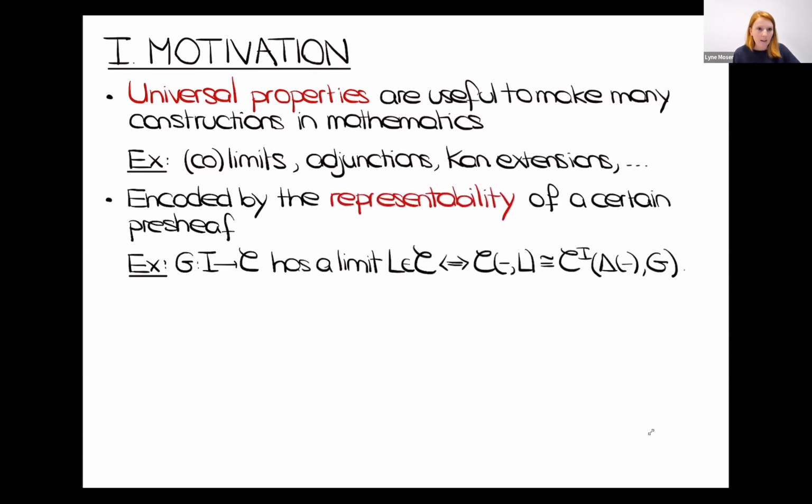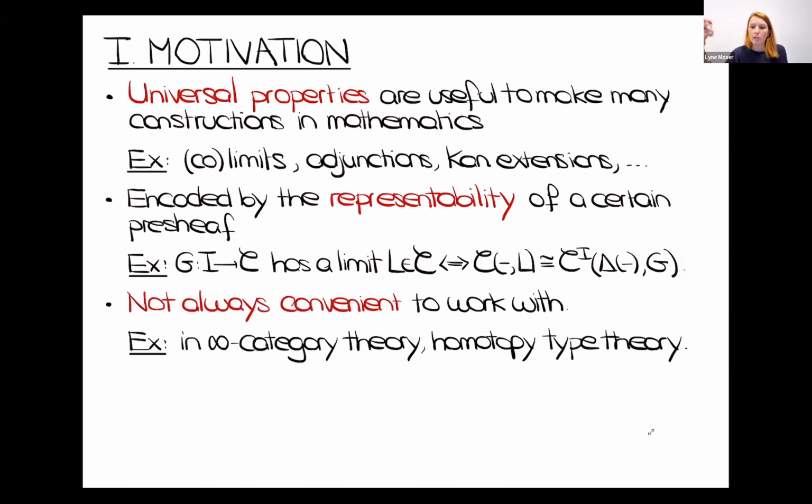When you do mathematics, in the end, you use these kinds of constructions almost every day. And these universal properties are encoded by the fact that a certain presheaf is representable. For example, in the case of a limit, you ask that a certain presheaf is representable. I will come back to this in a bit. But this condition in terms of the representability of a presheaf is not always convenient to work with. For example, if you go to the infinity category world, or you do homotopy type theory, it's hard to have a handle on the category in which your presheaves are taking values, and so it's hard to model it.